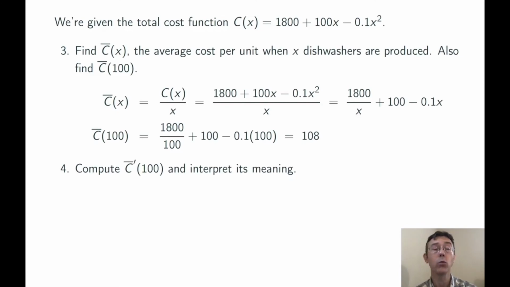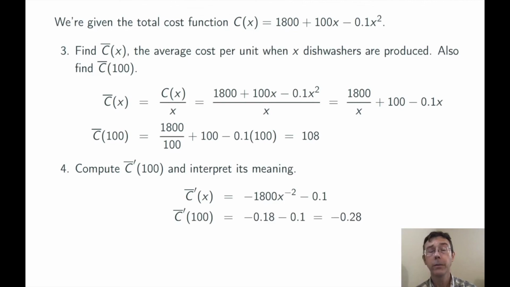Finally, let's get a derivative of C bar of x, plug in 100, and try and get a feel for what that might mean. C bar prime is going to be the derivative of C bar. I'm viewing 1,800 over x as 1,800 times x to the negative first. So the derivative of C bar is negative 1,800 x to the negative second minus 0.1. Plugging in 100 and simplifying a little bit, I get negative 0.28.